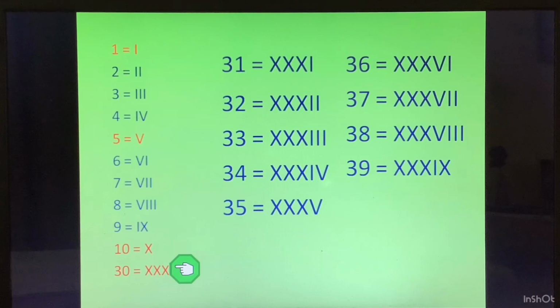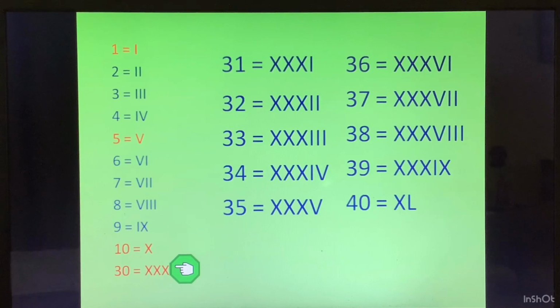Now 40, you cannot have 4 X's together. So 40 will have to be written as 50 minus 10, and the minus is going to be on the left. And 50 is L. So 40 is going to be XL. Now for 41 to 50.